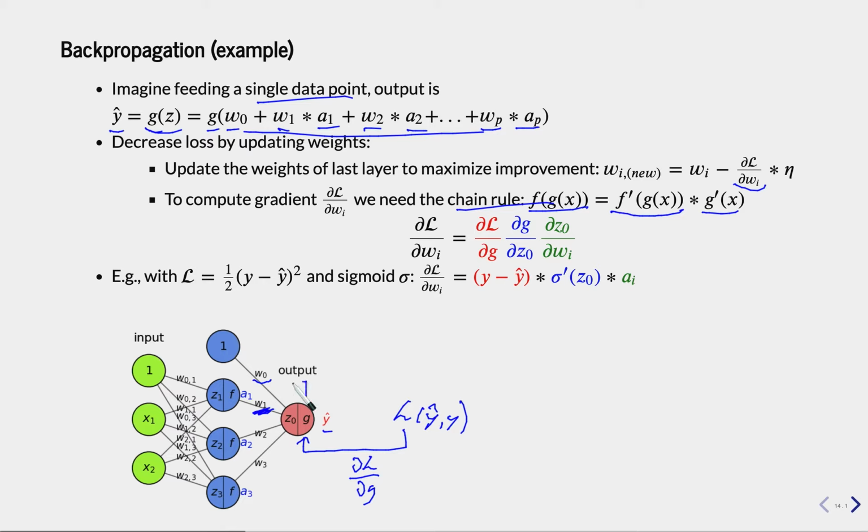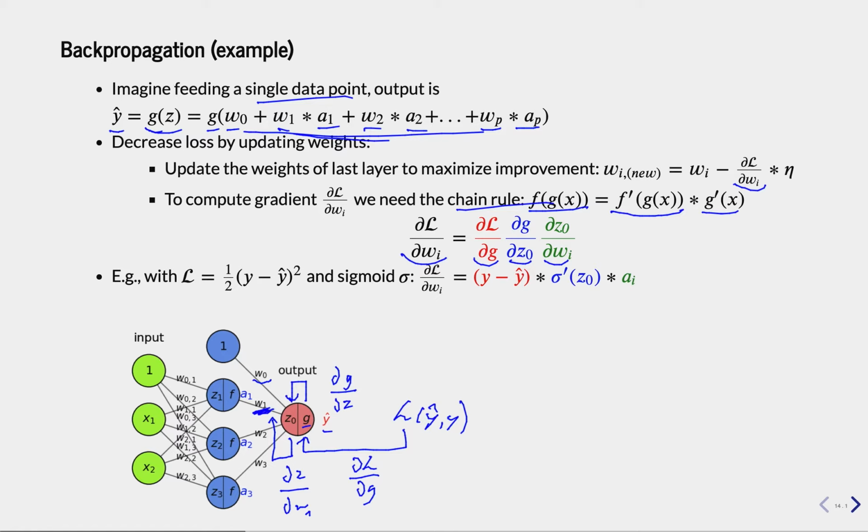Then we'll have to compute the derivative of our activation function g with respect to the summation z here. And then we can compute the derivative of this summation function z with respect to our weight W1. Which means that our gradient of the loss with respect to our weight W1 is the product of the gradient of the loss with respect to the activation function, times the derivative of the activation function, times the derivative of the sum with respect to W1.